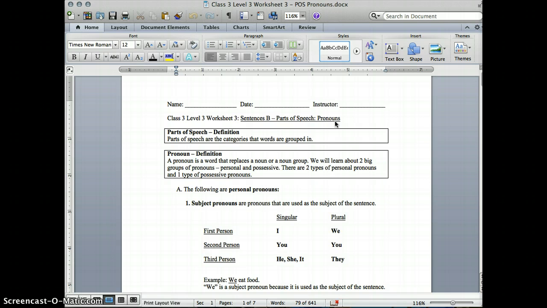So there are two types of pronouns that we're mainly learning about, and those two groups are called personal pronouns and possessive pronouns. There are two types of personal pronouns and one type of possessive pronoun, and I'll be getting into that.